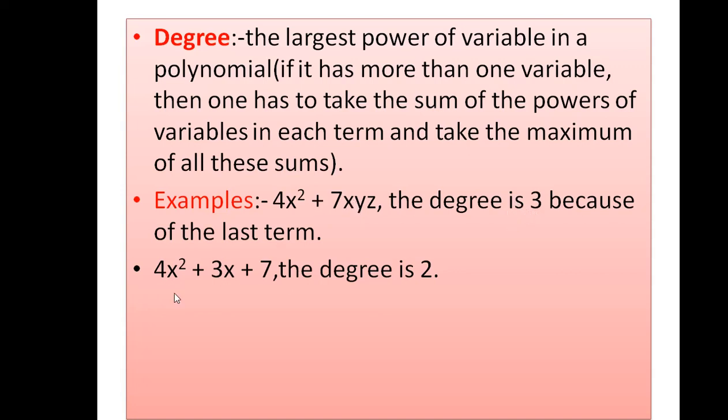In the next example, 4x square plus 3x plus 7. Here we have the highest power, 2, so the degree is 2.